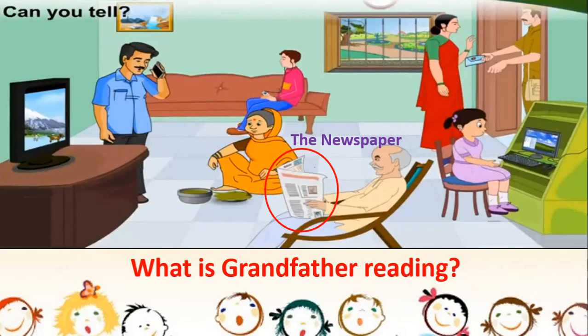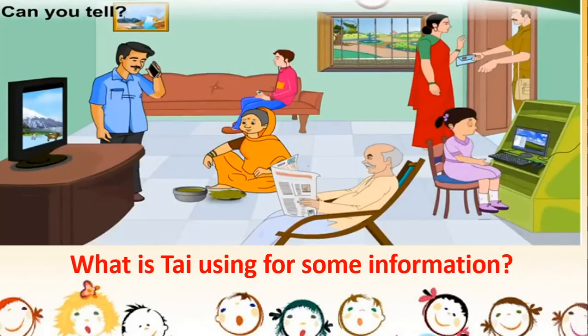What is he getting from the newspaper? He is getting some sort of information, news from the newspaper. Let us look at the next picture now. What is Tai using for some information? Who's Tai? Tai is this girl who's sitting here. Okay? Tai means Didi. So what is Tai doing for getting some information?